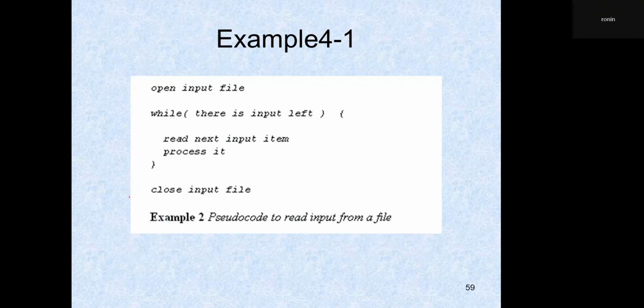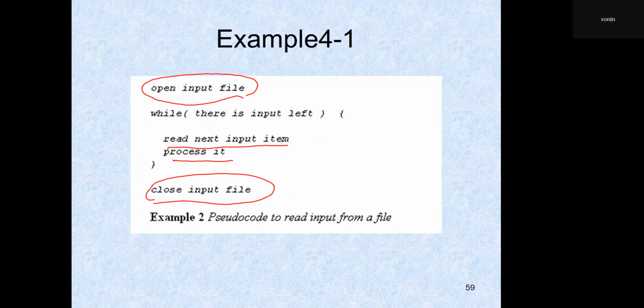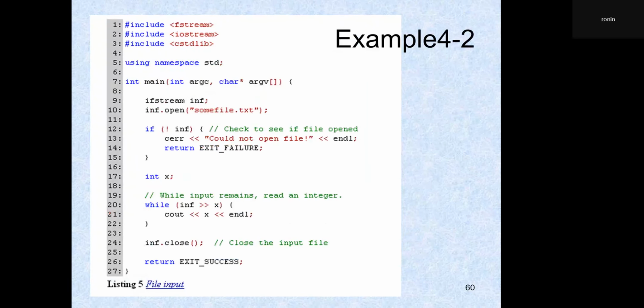Okay. This is procedure code to read input from a file. Open the input file, then read, process it, and close the input file. This is an example.